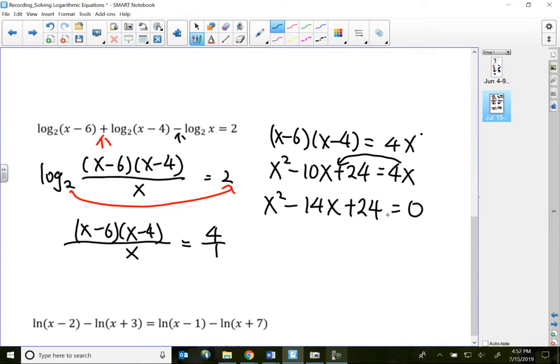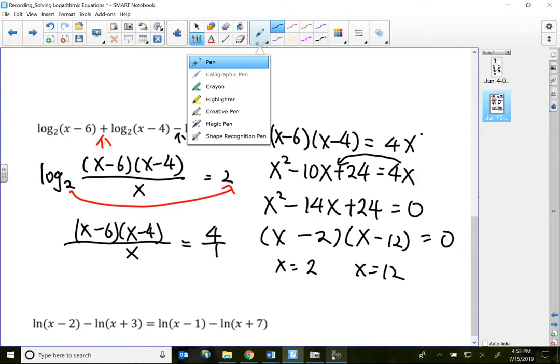All right, let's see if I can factor this. What times what is 24? 2 and 12? All right, because that gave me negative 12, negative 2, and negative 14. Since the last sign is positive, both of these got to be negative to end up with a negative 14. So my x is equal to 2. My x is equal to 12.